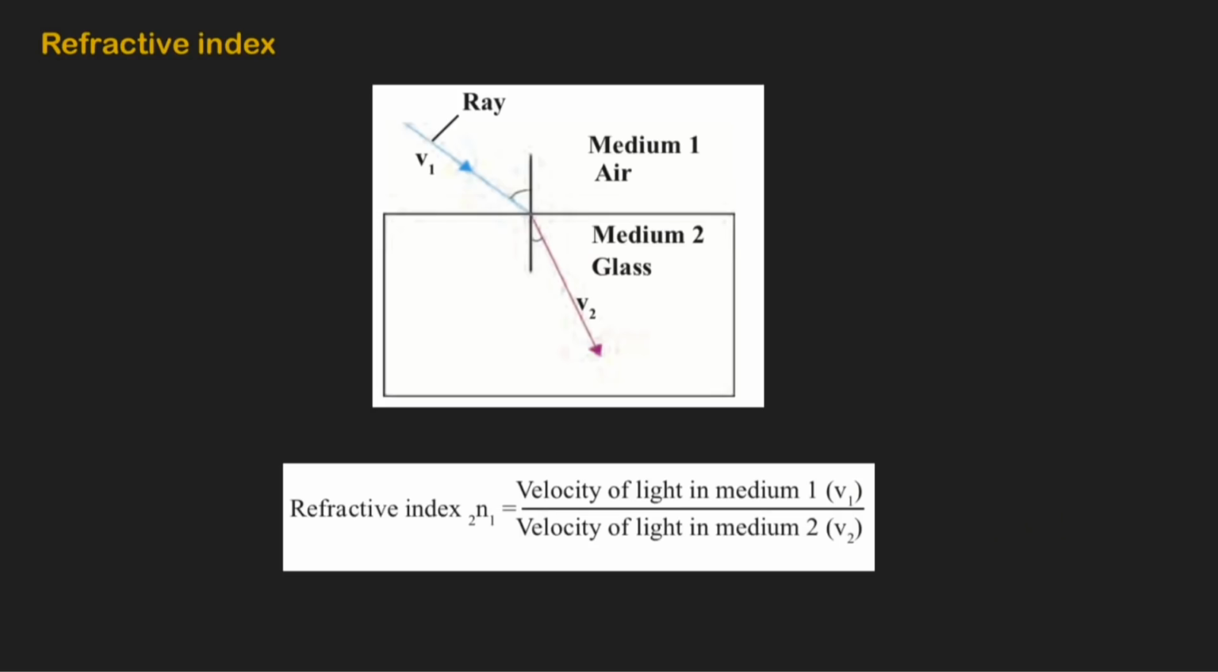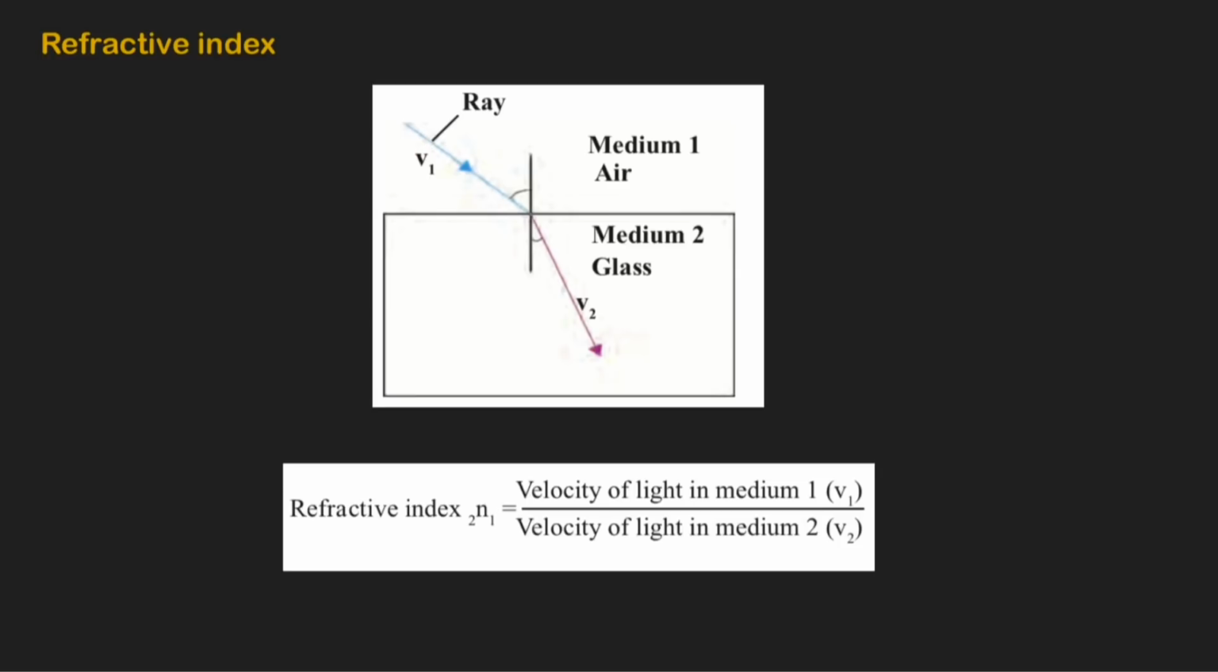Now the next point is refractive index. When light travels from one medium to another medium, the direction of light changes due to the refractive index of that medium. That refractive index depends on the velocity of light in the medium. Here we are considering two mediums. The first medium is air and the second medium is glass.